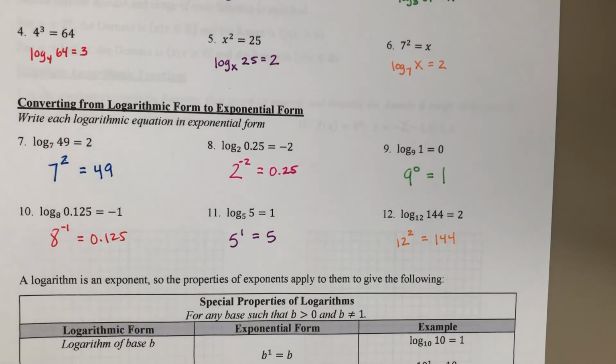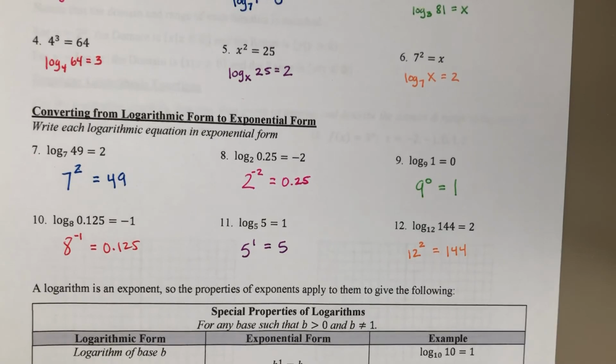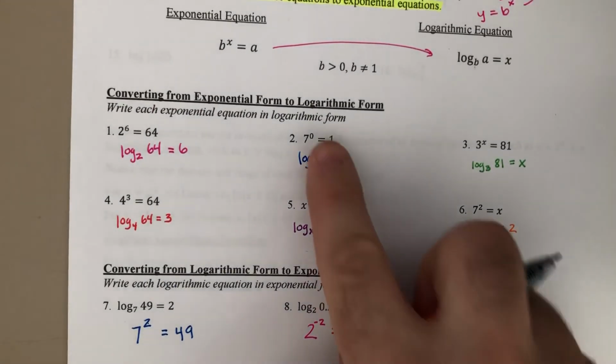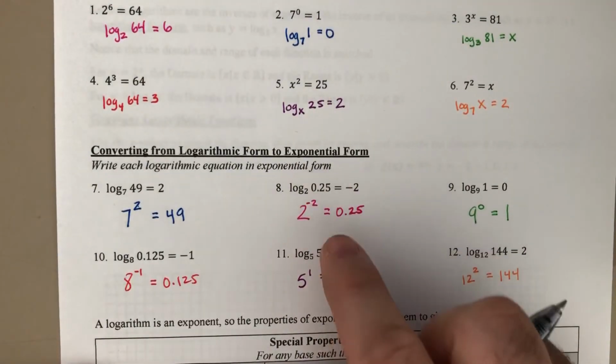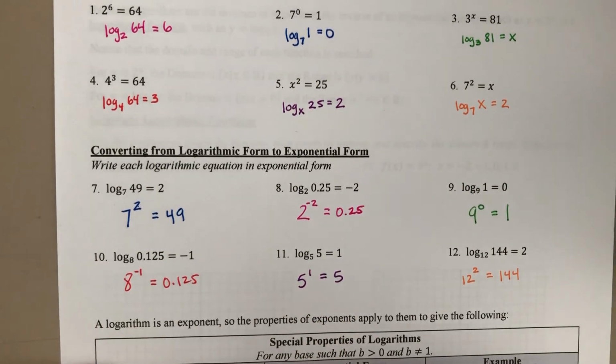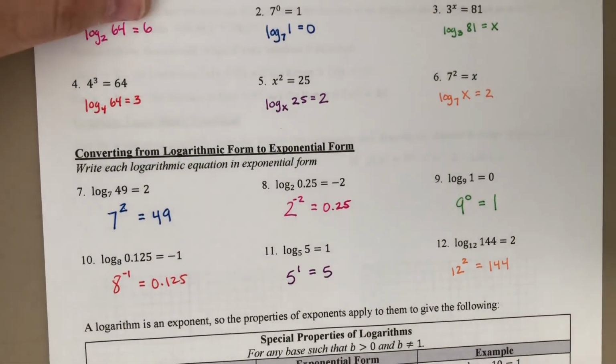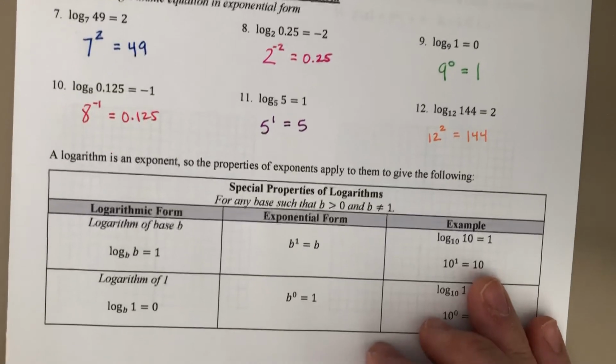Okay, so there's our conversion. That's being able to jump between exponential to logarithmic or logarithmic to exponential. If you need to watch this several times to get that pattern, go for it. Again, hopefully it'll make more sense as you see examples.